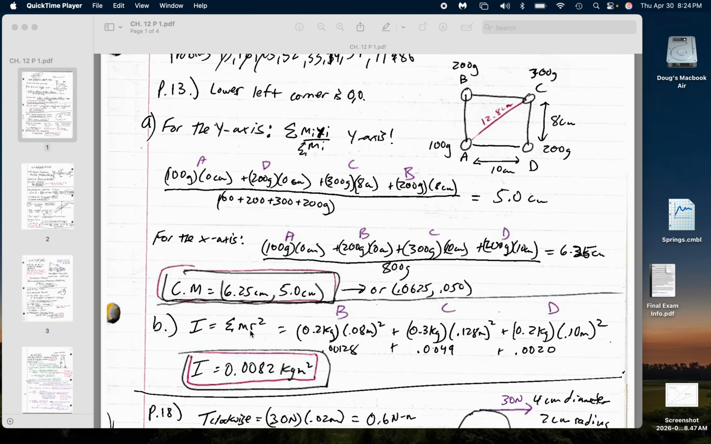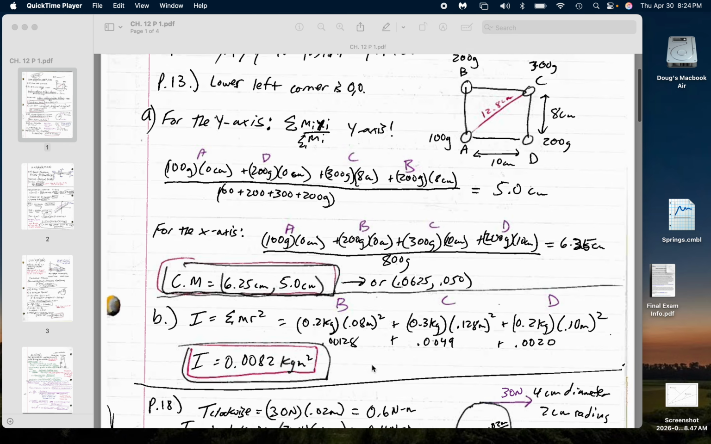So this is a bunch of MR squareds. That's a formula on your formula sheet also. Add all those up, I get the total moment of inertia is 0.0082 kilograms.